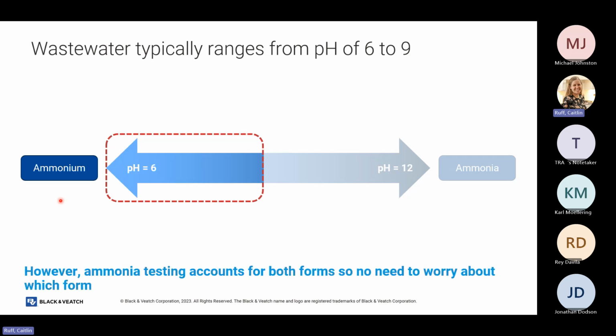The reason we get a little lazy about it is that ammonia testing accounts for both forms. So we don't necessarily need to worry about this, but just for your benefit, we're actually seeing most of it in this form. When you get to the higher pHs, you might see a shift of that equilibrium balance, but that's why you see it referred to interchangeably.